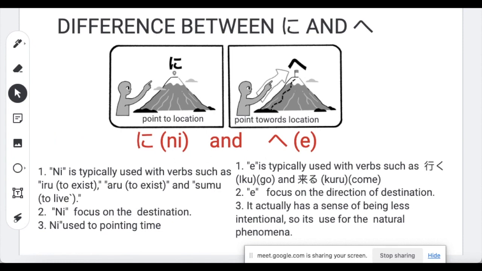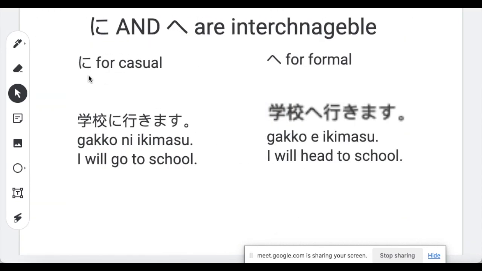Where ni is used and where e is used, there are specific rules for that. But this is the example I told you before, this is interchangeable, this is grammatically also correct. Gakko ni ikimasu, gakko e ikimasu, but usually this ni is more casual. We use it while talking with friends and family, and even in offices. But e is more formal. If you want to go the more formal way, you have to use e. Even in the exam, if this kind of question comes, both answers are correct, ni and e.